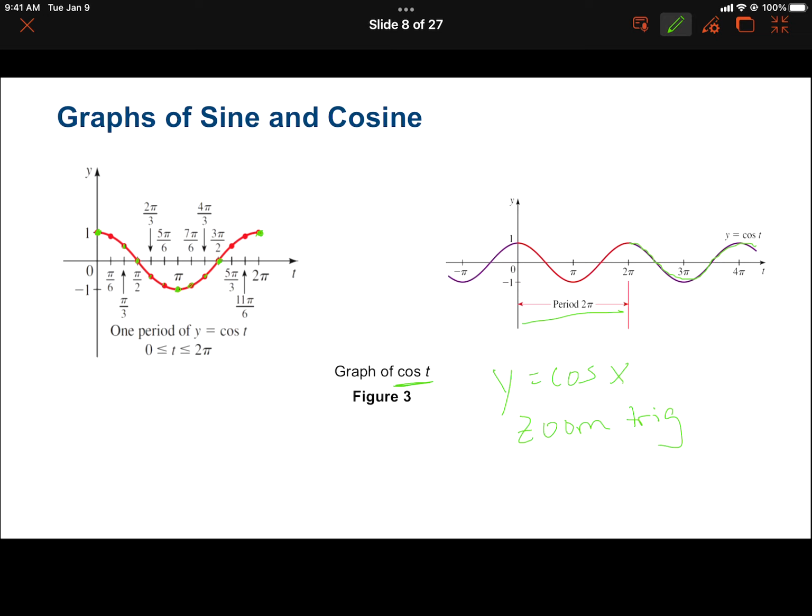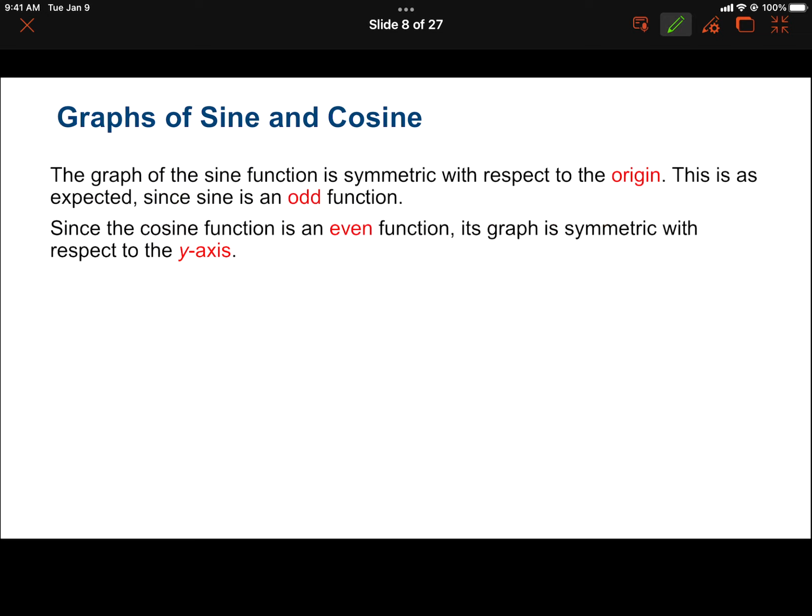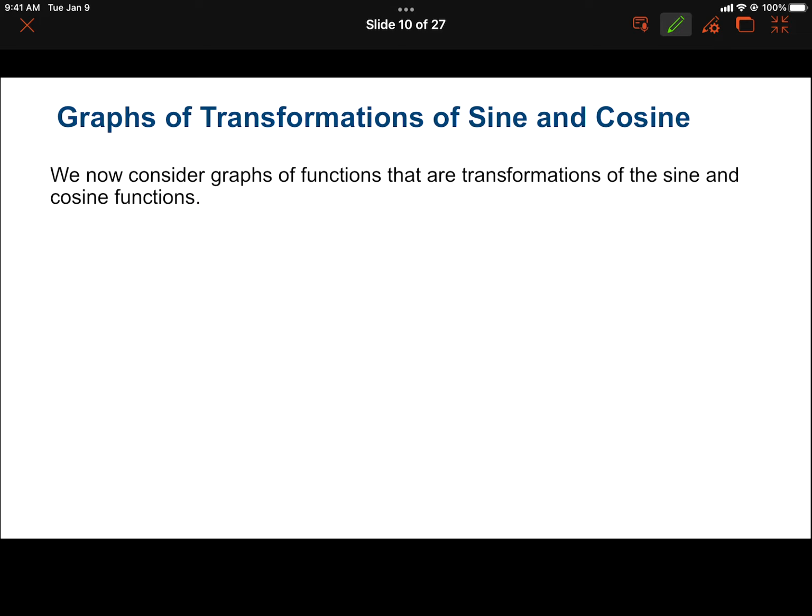So some more things about graphing. The graph of the sine function is symmetric with respect to the origin, so it's an odd function. Okay, keep that in mind. You need to know that the sine is odd. The cosine is even. It's symmetric with respect to the y-axis. So if you were to fold your graph at the y-axis, it's the same on both sides.